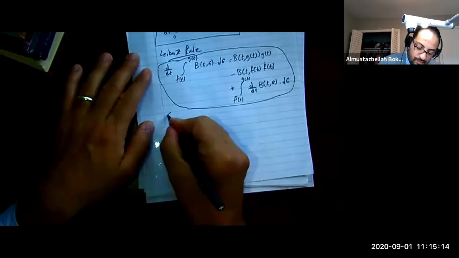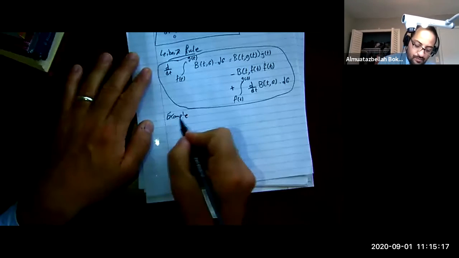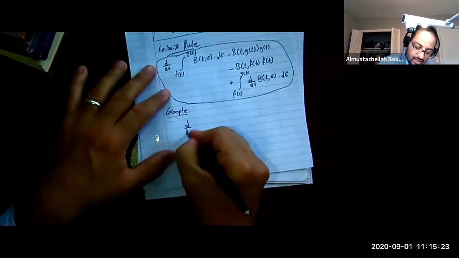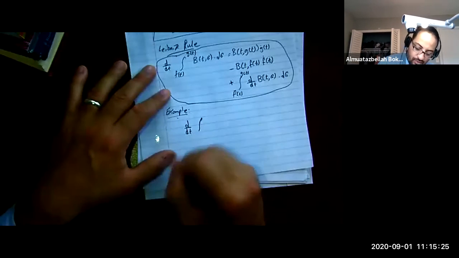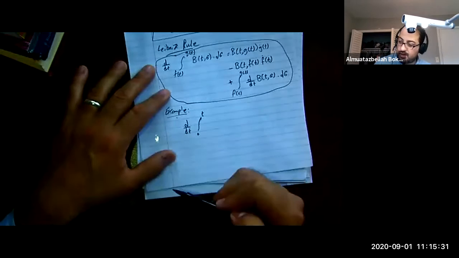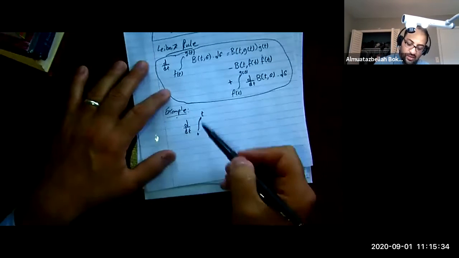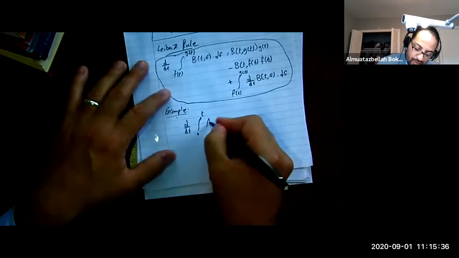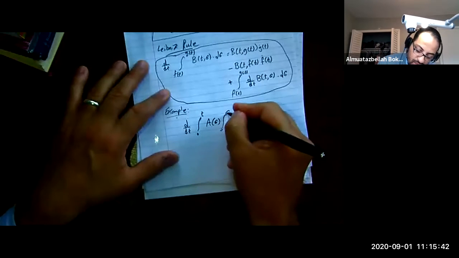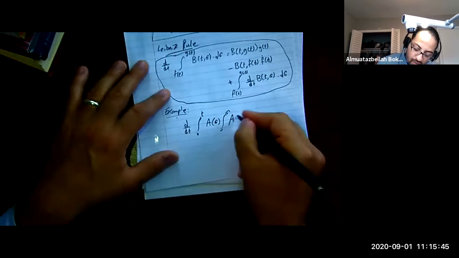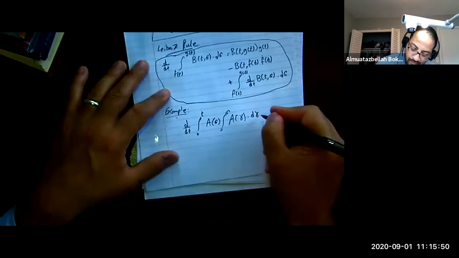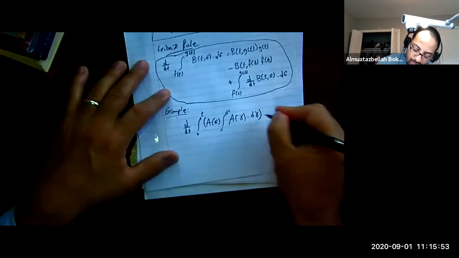So, example. We want to differentiate from 0 to t. In this case here, the bounds of the integral are linear. A of sigma, integration from 0 to sigma, a of gamma with respect to gamma. So this with respect to sigma.